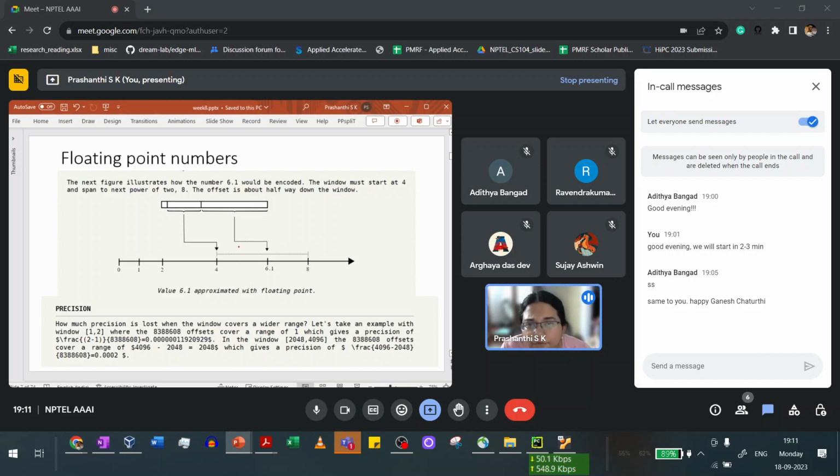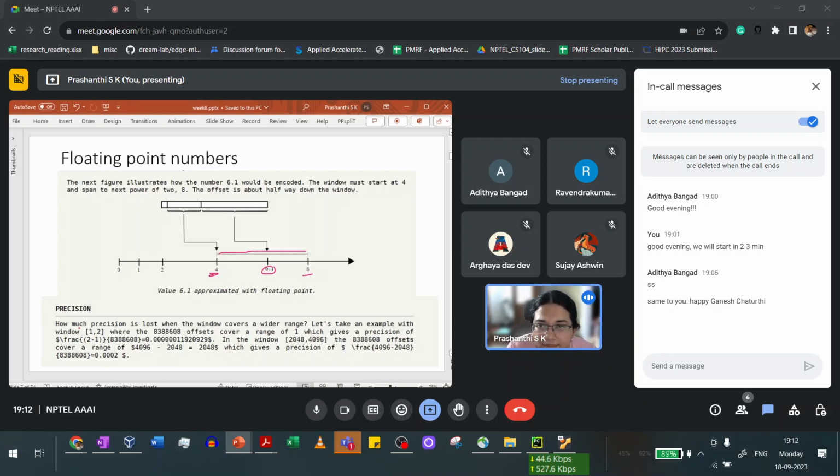So for instance, let's say the number we are trying to represent is 6.1. So first thing is, between which two powers of 2 does it lie? 4 and 8, right? And if you have to visualize these two fields, the window represents this range between 4 to 8 for 6.1, and the offset is basically how far away from the start of the window, which is 4, is 6.1.